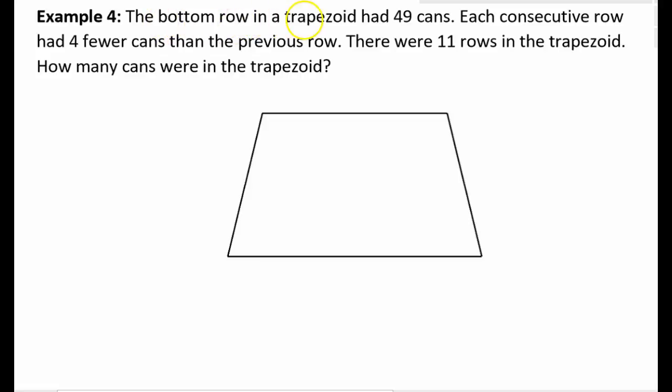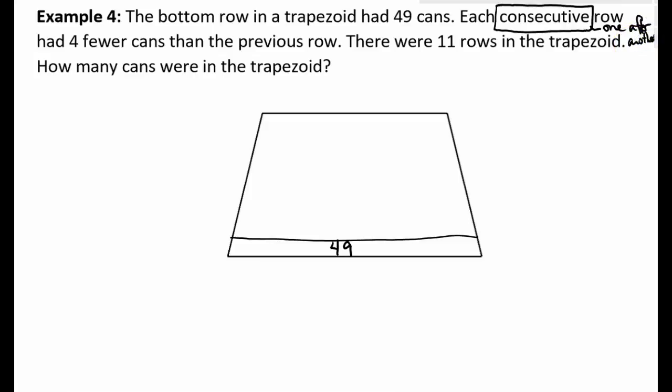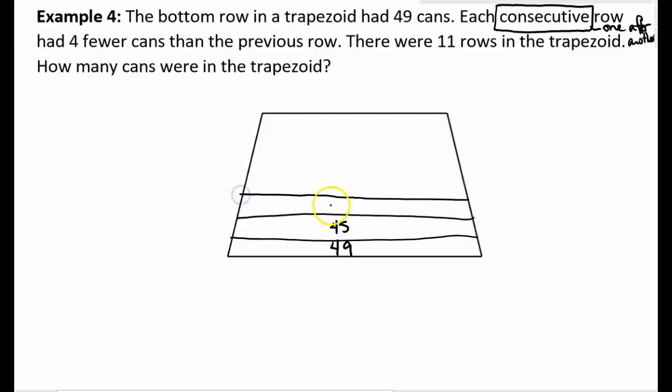So the bottom row in a trapezoid had 49 cans. Okay, so row number 1, 49. Each consecutive row, so that means right after it, one after another, had 4 fewer cans than the previous. So my next one would be 45, 41, etc.